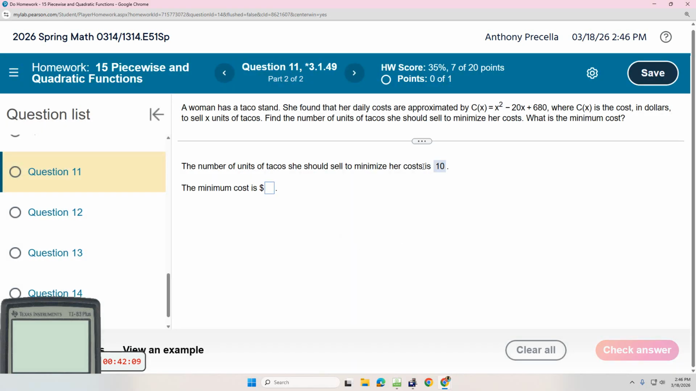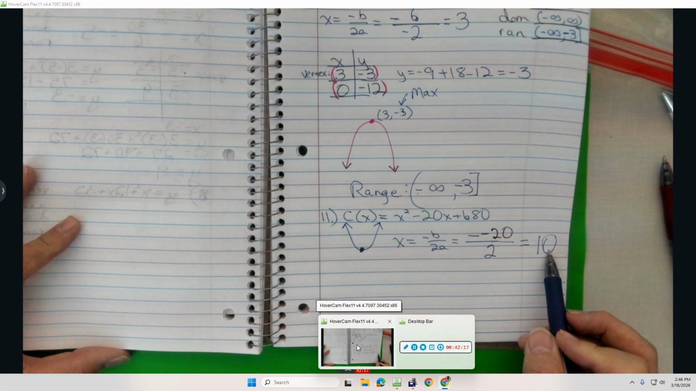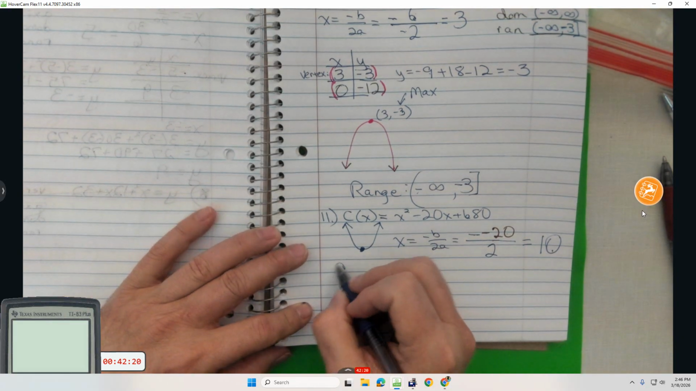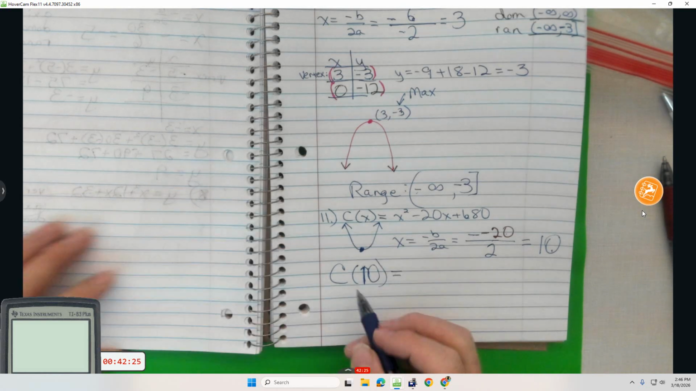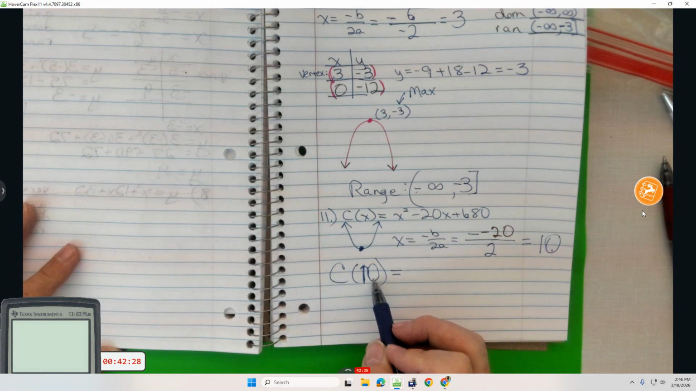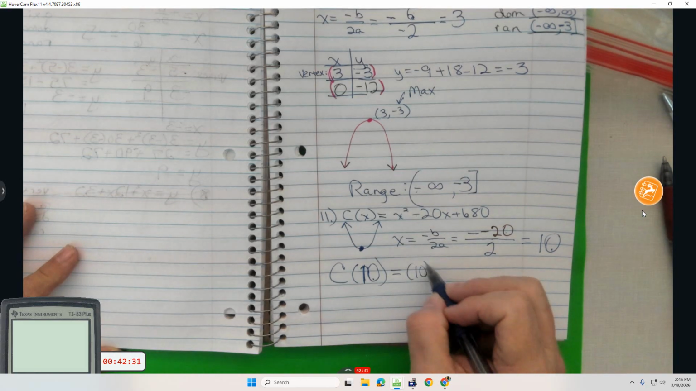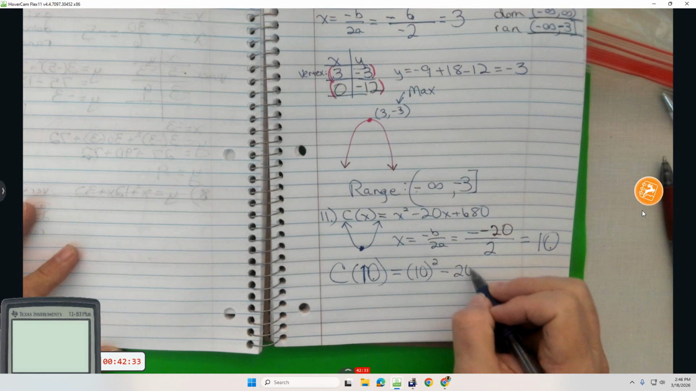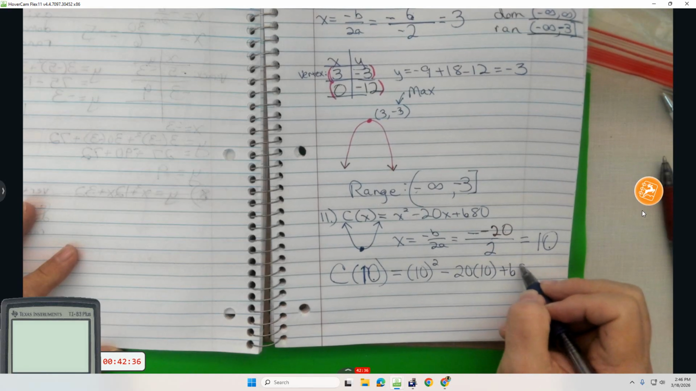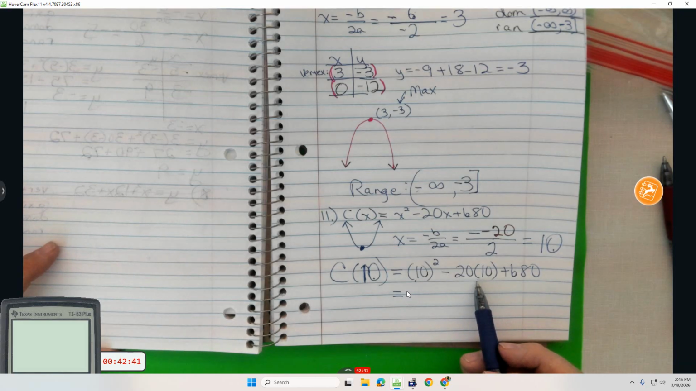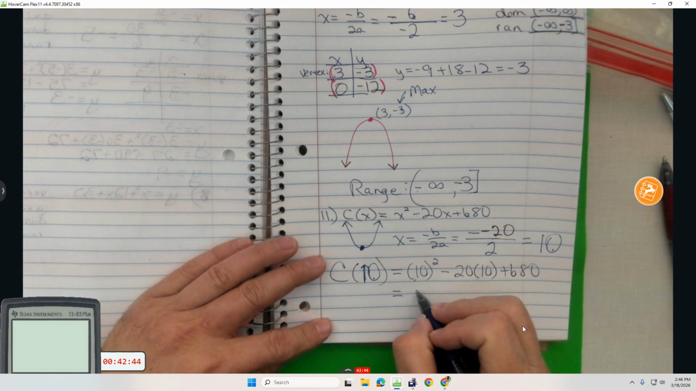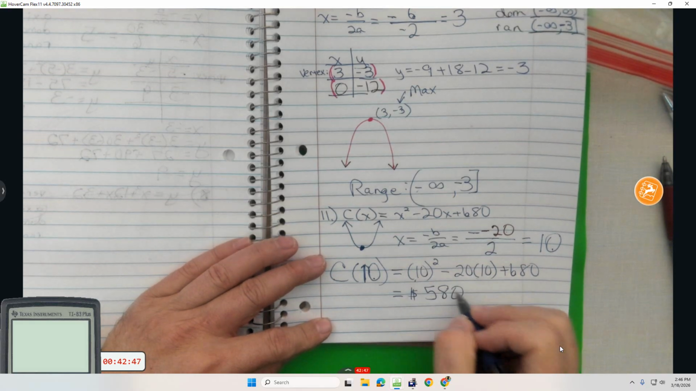How do we find the cost, though? Once you know the x-coordinate of the vertex, how do you find the y-coordinate? Plug it in. When you plug in 10, that's 10 squared minus 20 times 10 plus 680. I can do this in my head. That's 100 minus 200, a negative 100. Her minimum costs are $580.